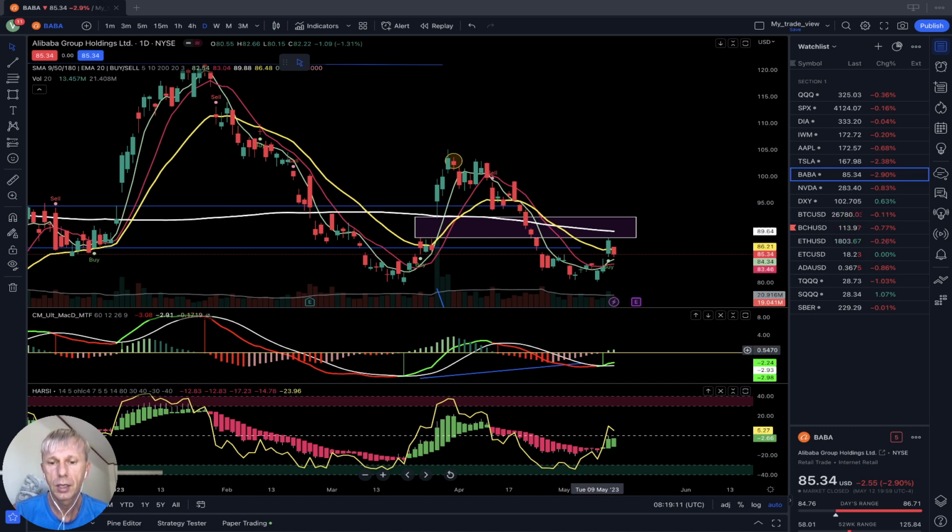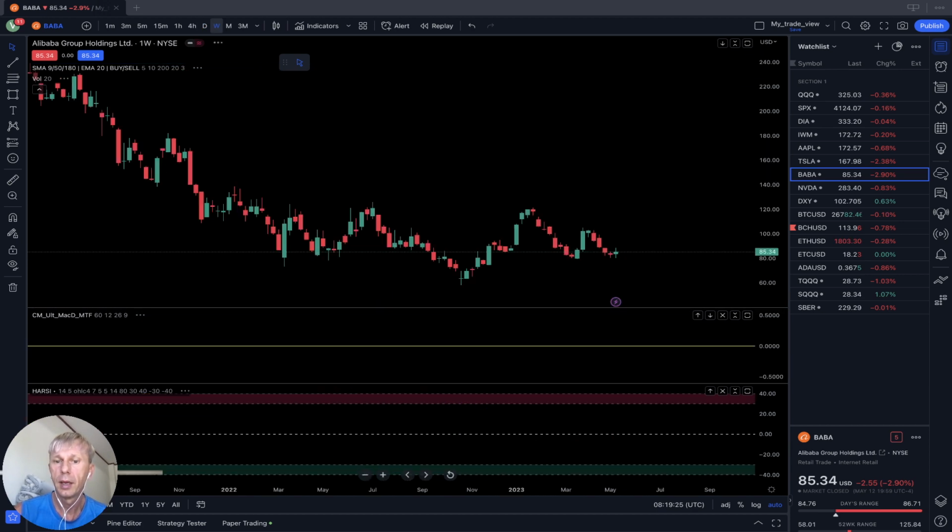MACD green bullish, Heikin Ashi, all indicators bullish on daily time frame. We'll see whether it will continue to go bullish or just touch the gap and continue to sell off. Daily it is bullish, weekly it is bearish, in bearish territory.